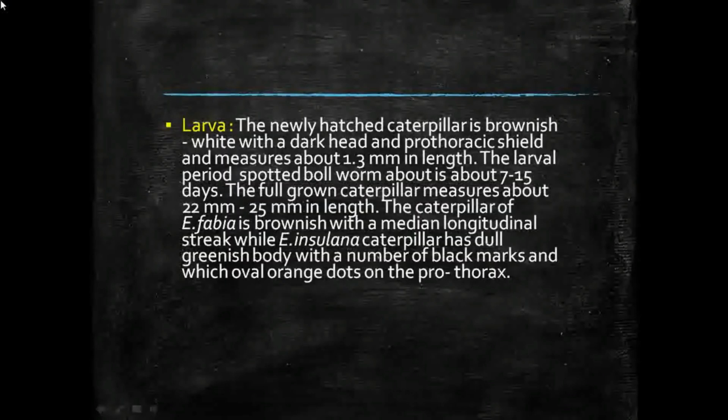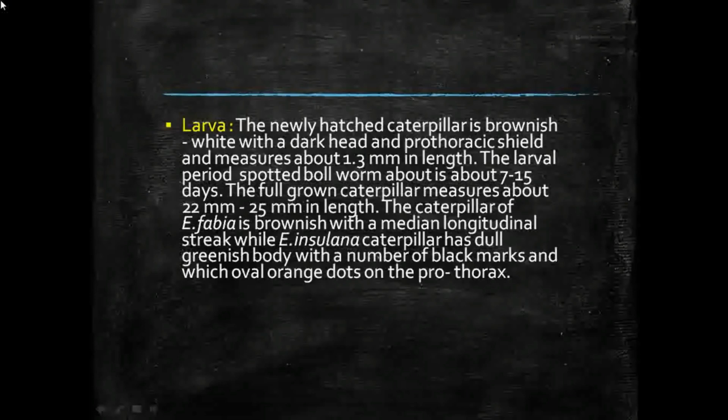Larva is the next stage. Eggs hatch into a larval stage or larva, which is a caterpillar. This newly hatched caterpillar is brownish white, with a dark head and prothoracic shield, and measures about 1.3 millimeters in length. The larval period of spotted bollworm is about 7 to 15 days. This is a range, 7 to 15 days is the range of the larval period.